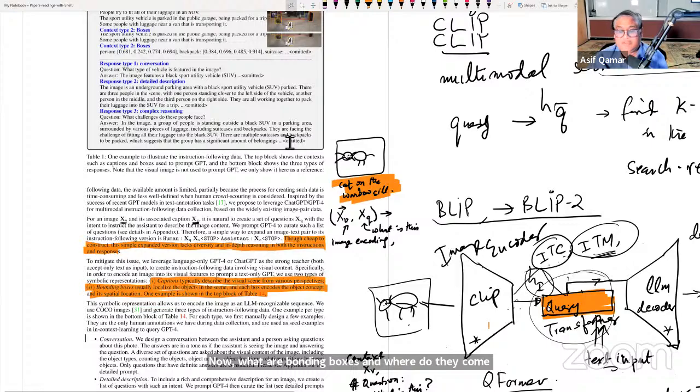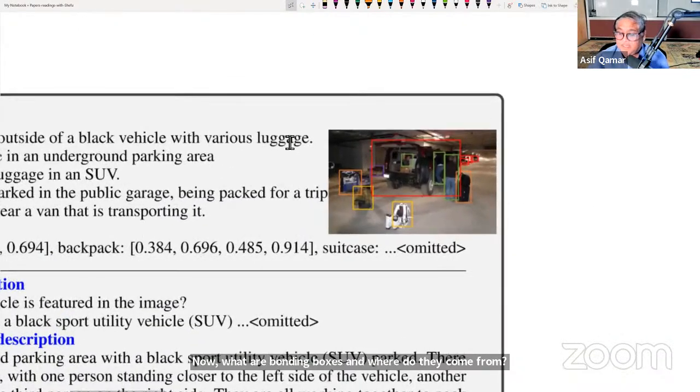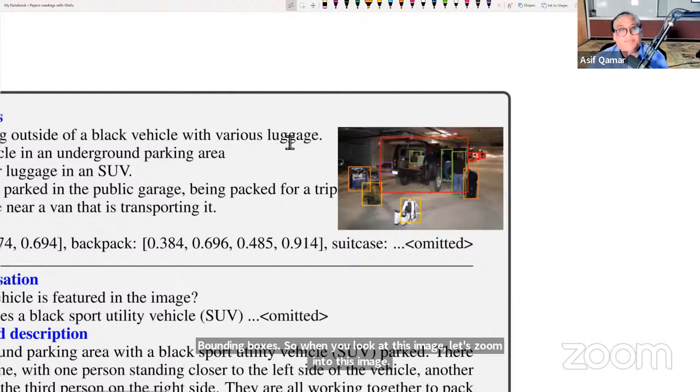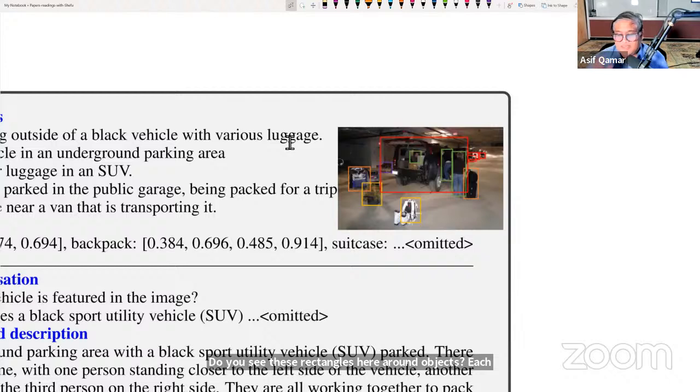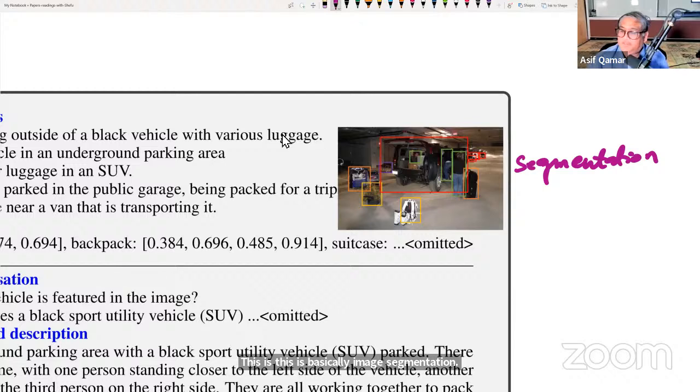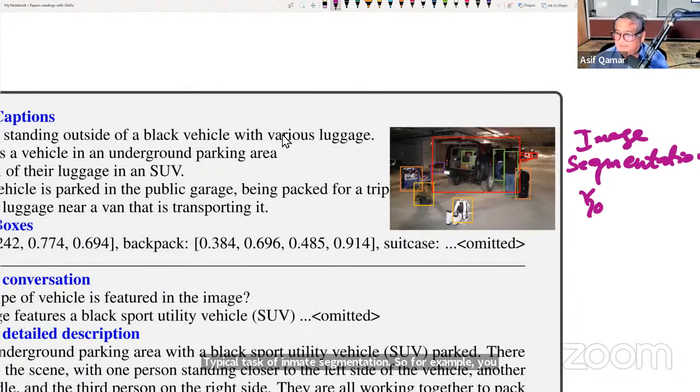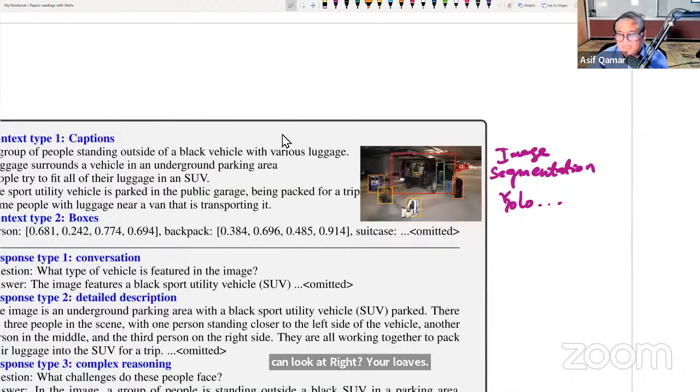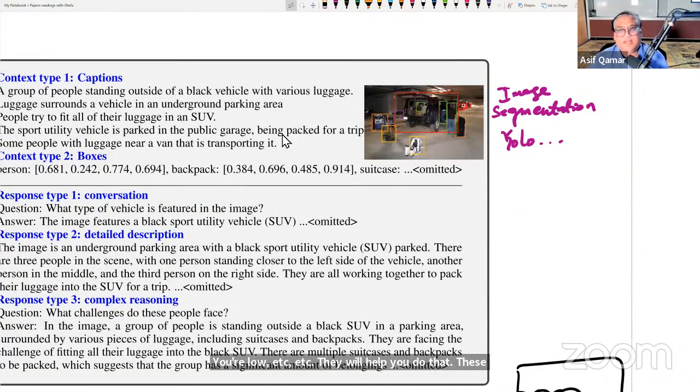Bounding boxes, so when you look at this image, let's zoom into this image. Do you see these rectangles here around objects? Each bounding box captures some object that you recognize. This is basically image segmentation. Typical task of image segmentation. Right? So, for example, you can look at YOLO, etc., etc. They will help you do that. These tools have been pretty well established. They'll help you do that.